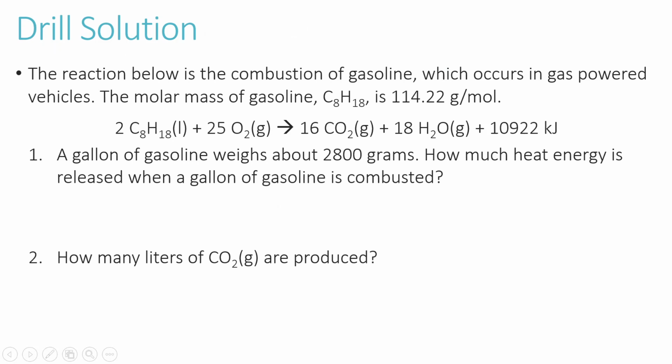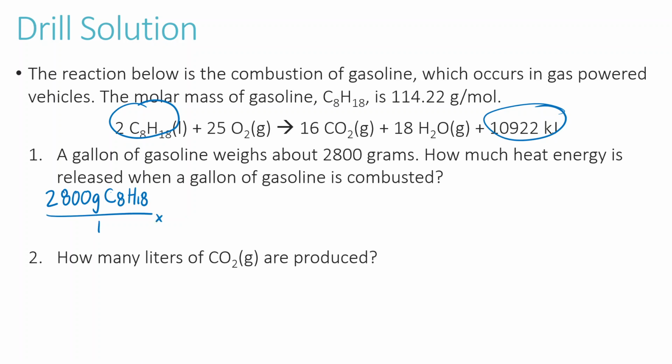So to find our answer here, we're going to need to do a little bit of stoichiometry. We know that whenever 2 moles of gasoline react, we're going to get this amount of energy released. So we're going to need to convert our mass of gasoline from grams into moles and then use that molar relationship to determine the amount of heat. So I'm going to start with that 2,800 grams of my gasoline over 1. My first step is going to be to convert this into moles.